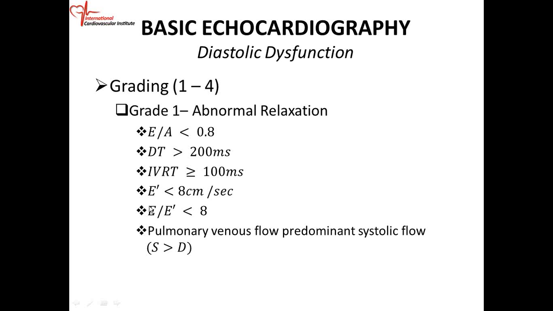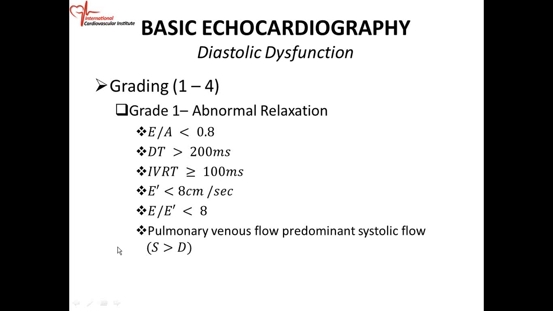Okay? And then your E/E prime ratio, remember, tells us about the filling pressures. If your E/E prime ratio is less than 8, then we talk about a normal filling pressure. And when we look at our pulmonary venous flow, there is predominant systolic flow, so the systolic component is greater than the diastolic component. So these are the things that are necessary for a type 1 or grade 1 diastolic dysfunction.